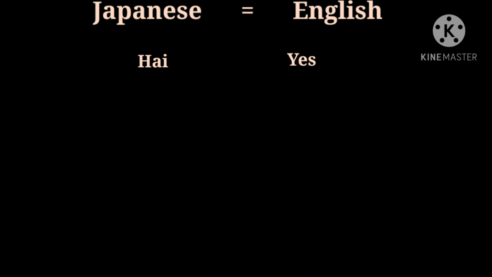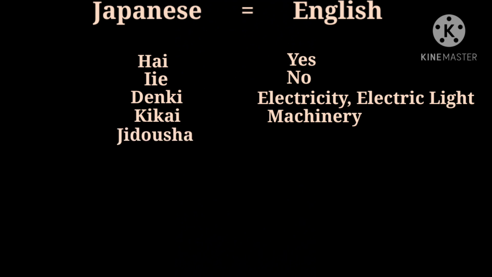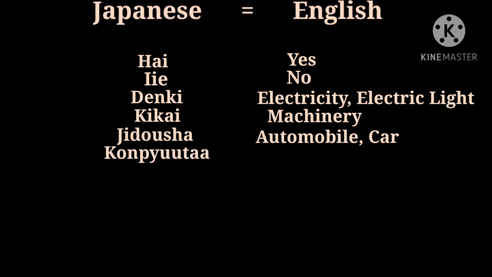Hai means yes. Iie means no. Denki means electricity or electric light. Kikai means machinery. Jidosha means automobile or car. Computer means computer.